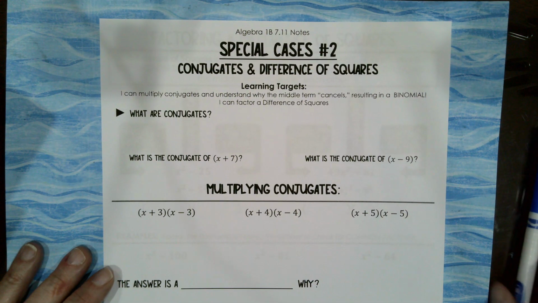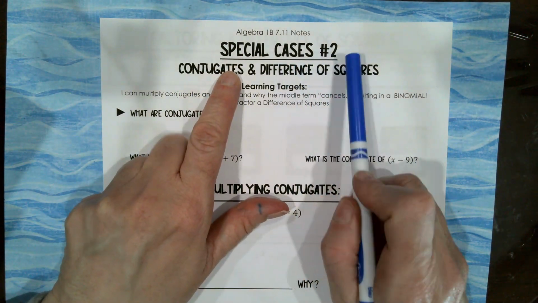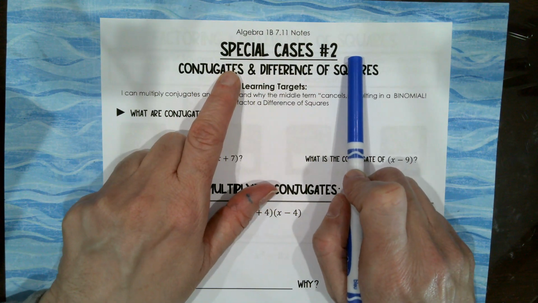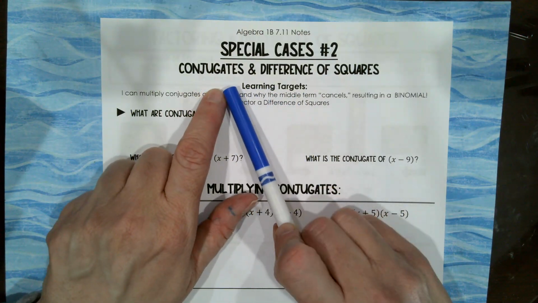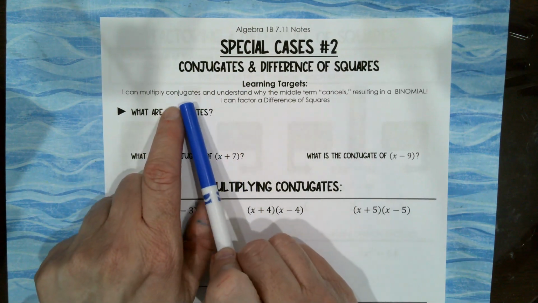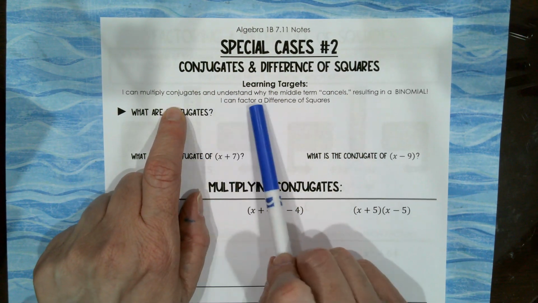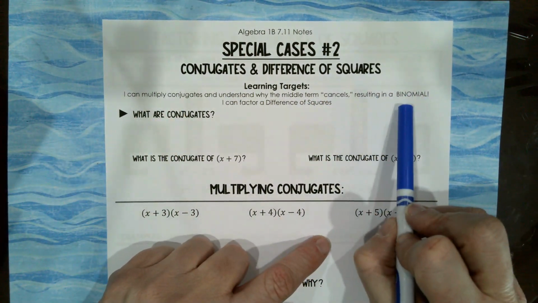Hello, Algebra 1B. Today we are going to be on our second day of special cases with multiplying binomials and factoring trinomials. We're going to talk specifically about conjugates and the difference of squares. So what are our learning targets? I can multiply conjugates and understand why the middle term "cancels," in quotation marks, resulting in a binomial.